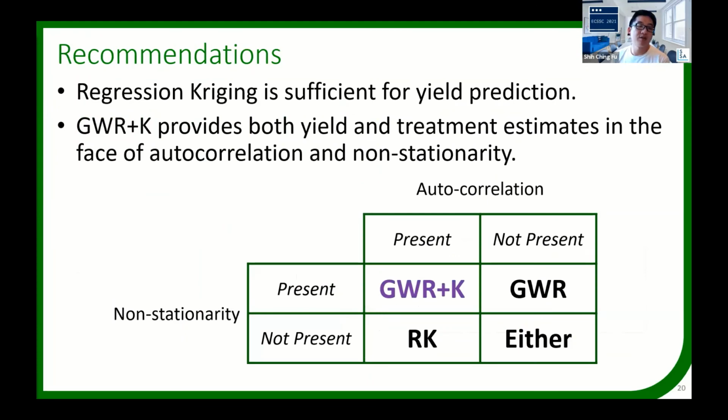So given these results, I've summarized our recommendations as follows. If all that is needed is yield prediction, then regression Kriging would be fine. And that's why it's very popular in literature. But when it comes to estimating treatment effects, or getting these beta 1s and beta 0s, particularly in the presence of non-stationarity and autocorrelation, then the hybrid GWRK gives you better results because it will give you a spatially varying result.